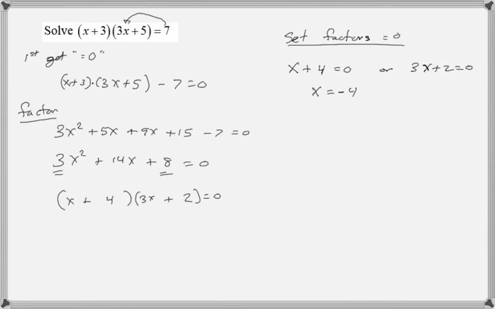And then on the right-hand side, 3x plus 2 is 0. I'll subtract 2 from both sides. 3x is negative 2. And if I divide by 3, x is negative 2/3. So my solution set then is negative 4, negative 2/3. And I'll use the squiggly brackets to show that I have a set.